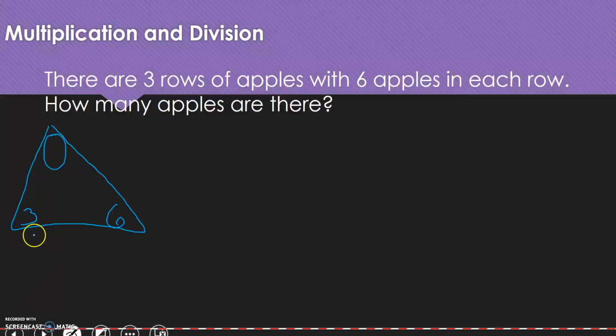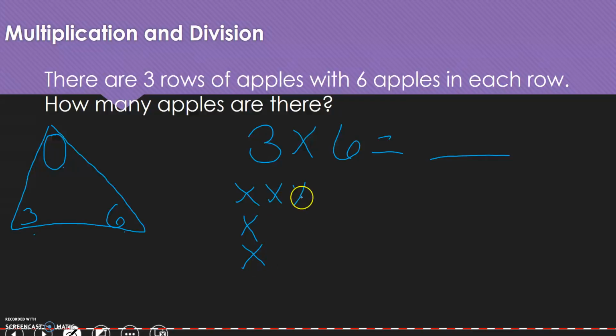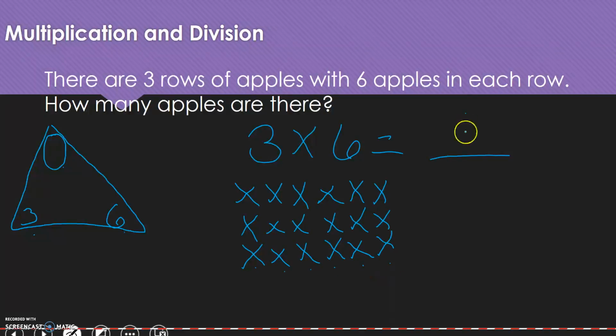So I know if I know these numbers, I need to multiply to get this one. So my number sentence is 3 times 6. And already my problem is telling me I need rows. So I have 3 rows of apples with 6 apples in each row. And then I count my total. I can even count by 3s. 3, 6, 9, 12, 15, 18. So I know my top number is 18.